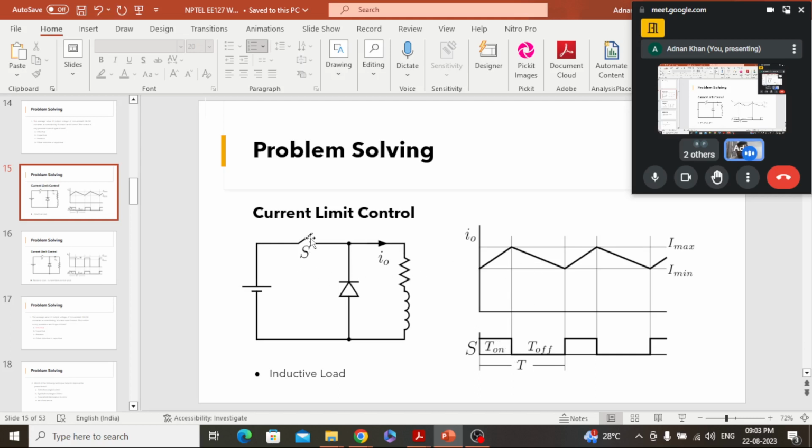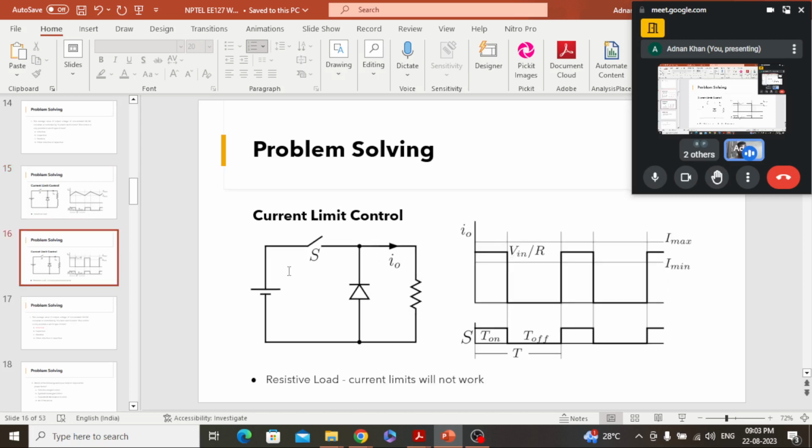Then this switch is turned off, but the current through the inductor cannot be interrupted. It has to freewheel through this diode. Then the current will start to decrease, and when it hits the lower band, it tells the device to turn on. So this is the current control. So in the inductive case, this current control is possible. Now we will see the resistive case.